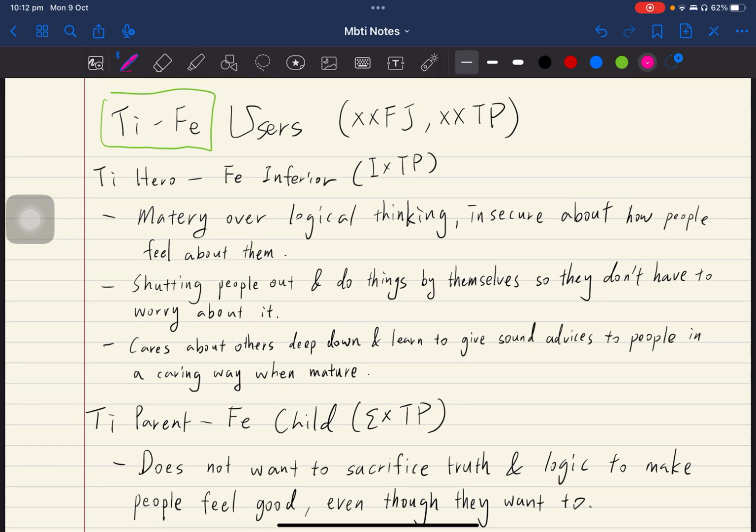So now we have TIFE users. The first group is the TI hero and FE inferior. Those are the ITPs, as I said before. Computer programmers or programming knowledge, IT people, very suitable for these kind of people. Because they have mastery over logic, however they are insecure about how other people feel about them. So if they're working with the computers, they don't need to worry about it, and they like to shut people out and do things by themselves.